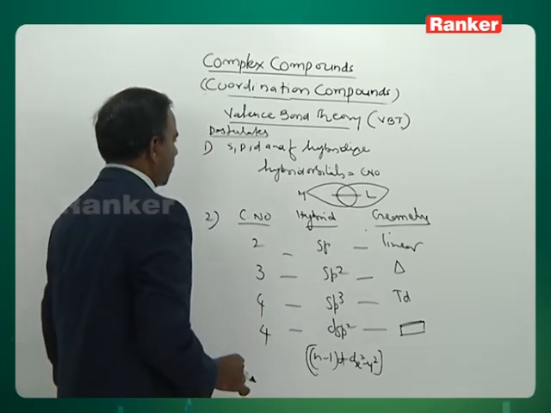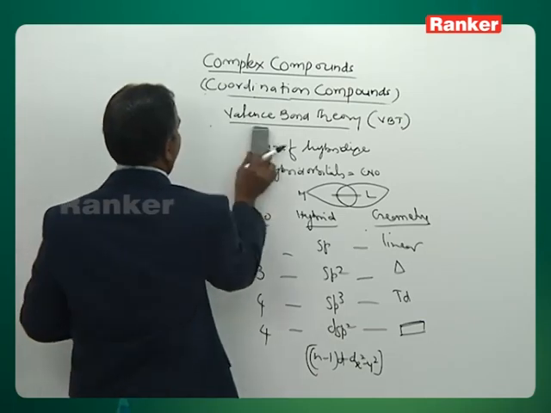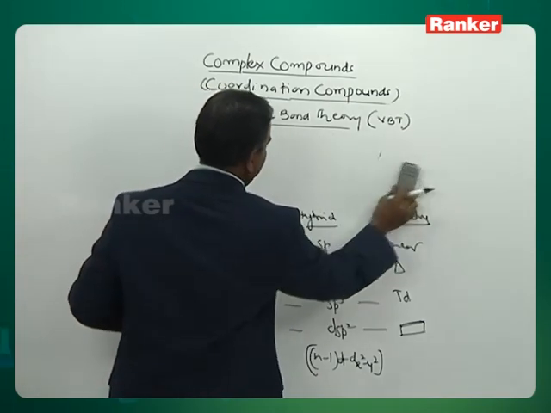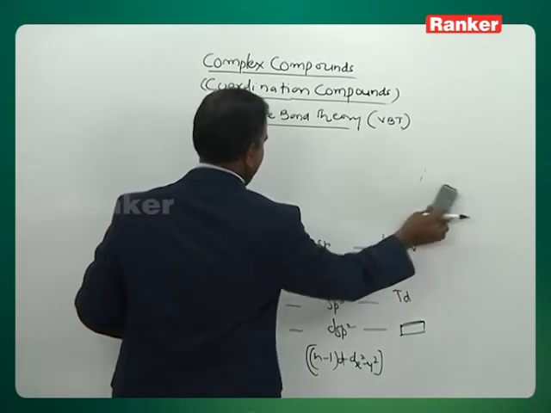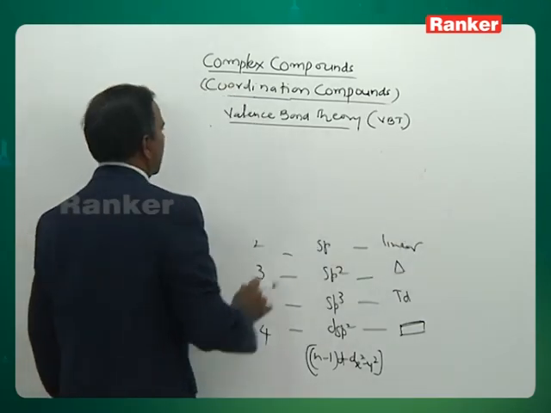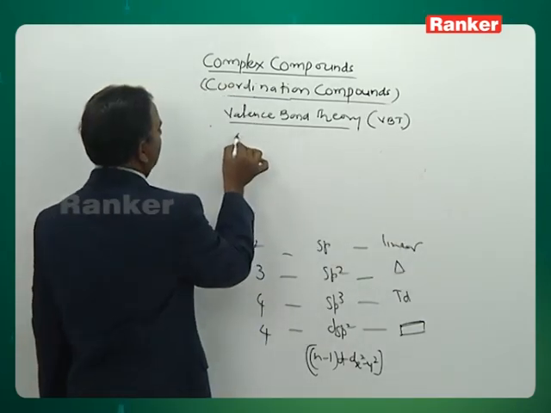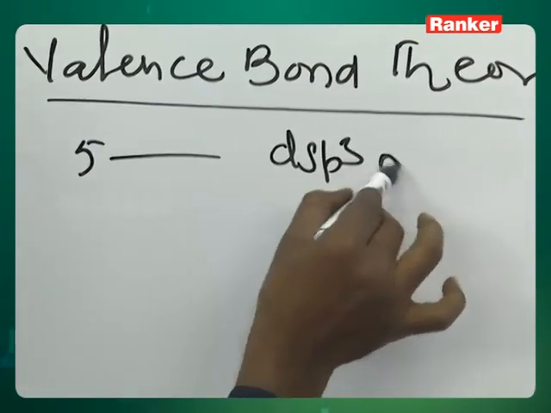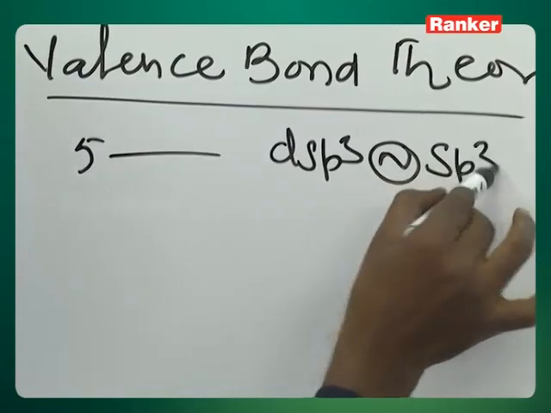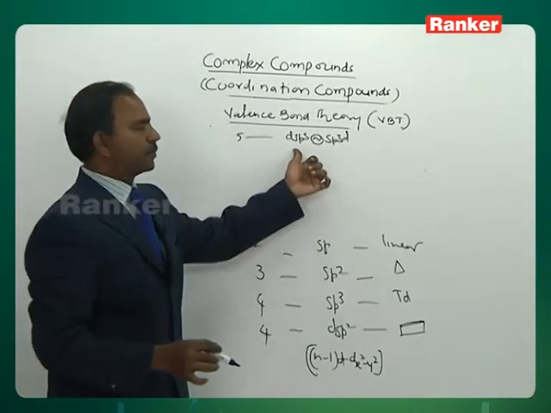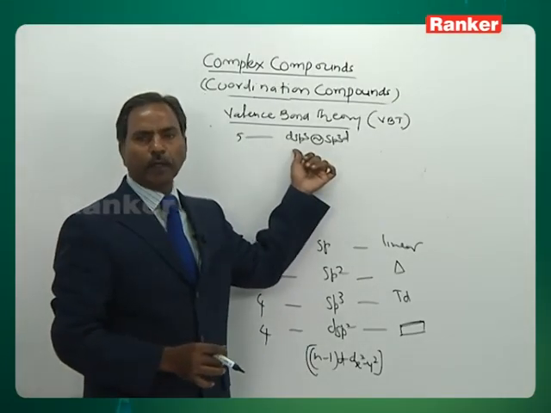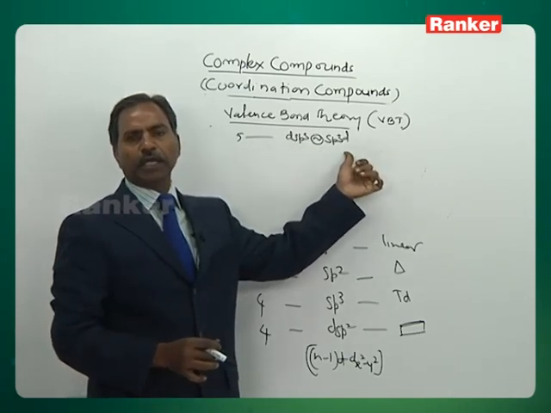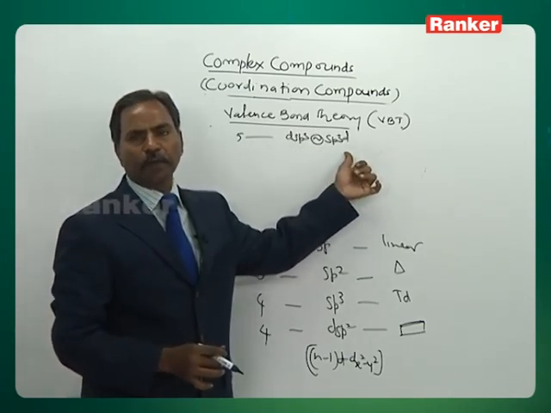Next, coordination number 5. That is contained in the same table. Once you take the coordination number 5, then the possible hybridization is dsp3, or you can take sp3d. dsp3 stands for inner orbital complex and sp3d stands for outer orbital complex.